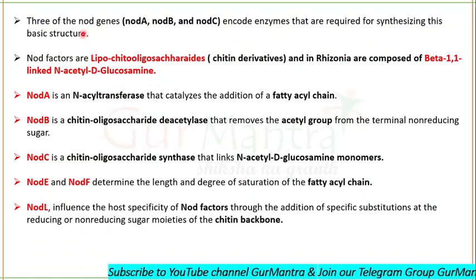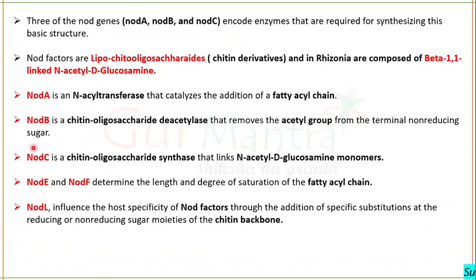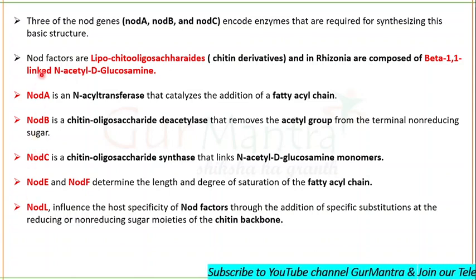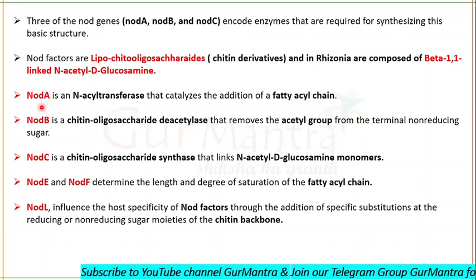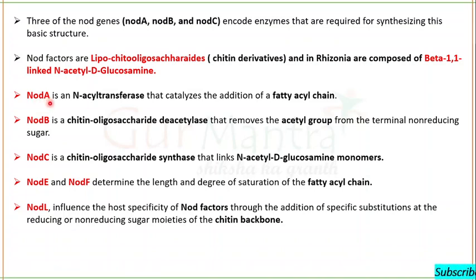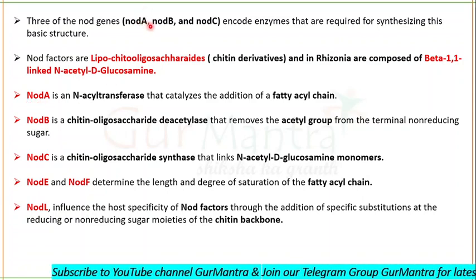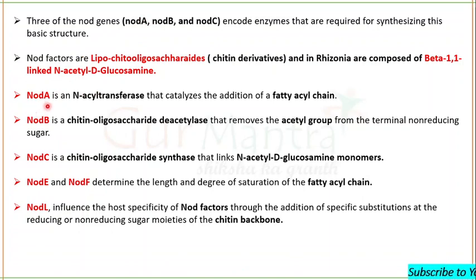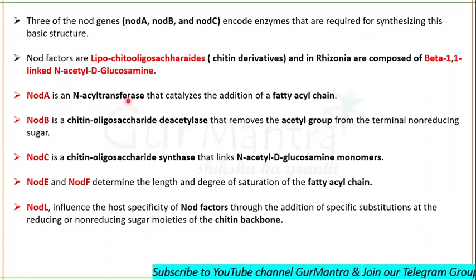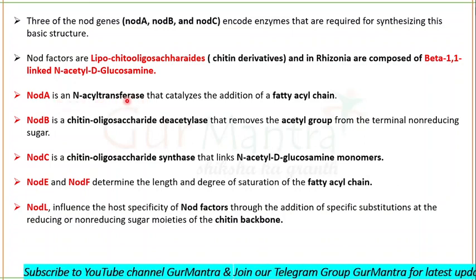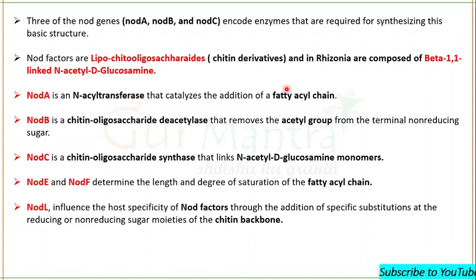NodA is the product of the nodA gene, and NodB is the product of the nodB gene. These are not nodulin genes; you can get confused between nodulin genes and nodulation proteins. Nodulin genes are also written like this, but these are nodulation proteins. NodA's product is the NodA protein, actually an enzyme. So NodA is an N-acyl transferase enzyme, catalyzing the addition of a fatty acyl chain.